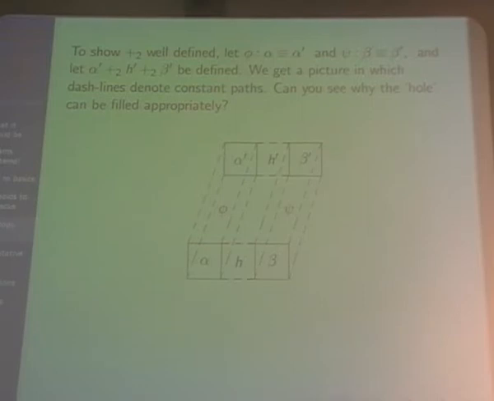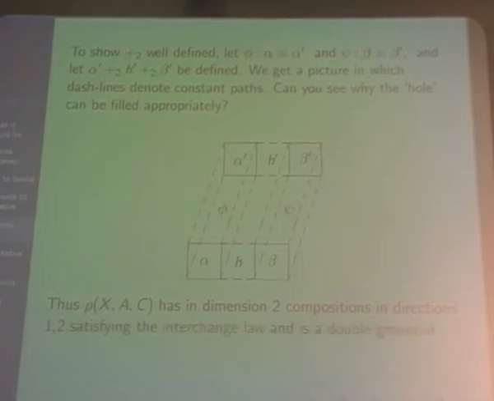Well, the fact is that these squares, these edges, are all constant because you've taken real vertices. So you can fill the bottom one in with a constant square, and then you can retract from the top to fill that in. And because these faces all map into A, this top face will be mapped into A, and so you do get a well-defined homotopy. Then you find that row XAC has a dimension to the compositional direction 1 and 2, satisfying interchange law, and is a double group order, containing substructure, which is the original relative homotopy groups, and the original fundamental group order.